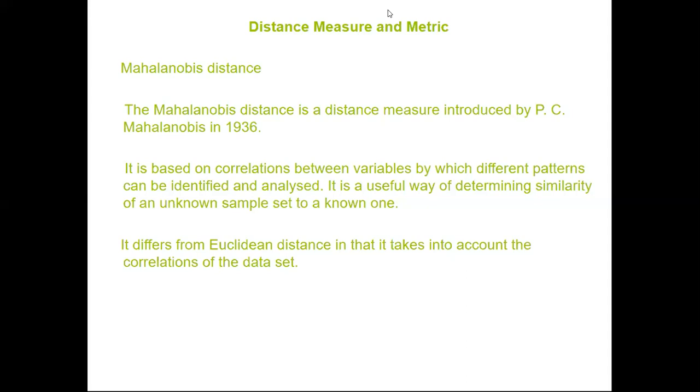This is called the Mahalanobis distance, and P. C. Mahalanobis found this out in 1936. Whenever you want to implement the Mahalanobis distance on your data, the data should be multivariate in nature. Then only can you do it. Suppose it is not multivariate in nature, then you can go for a Euclidean distance. In both cases, it calculates the correlations.